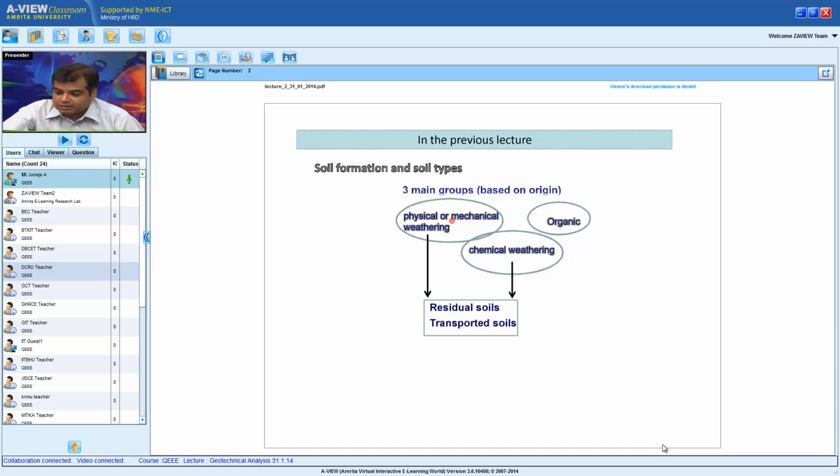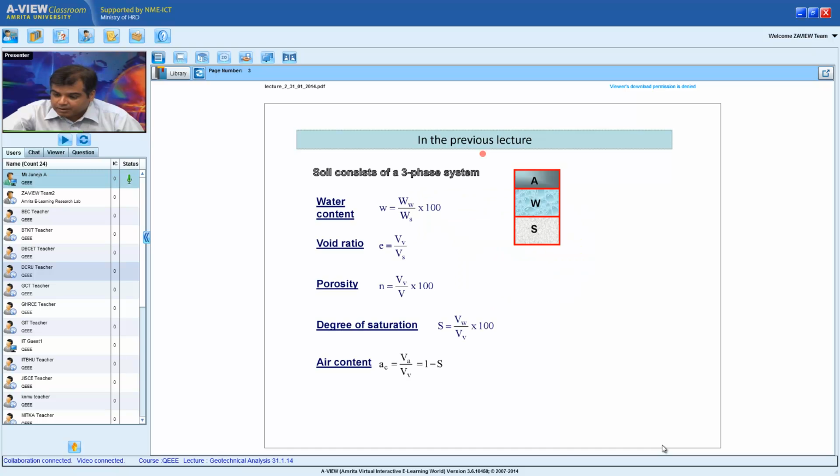organic origin. Both 1 and 2, that's the physical and the chemical weathering, were subgrouped into either residual soil or transported soil. We also spoke about the solids, water, air, that's the soil particles, we also call it the soil skeleton, the water which is in the pore, and air if it is partially saturated. So we have a 3-phase diagram.